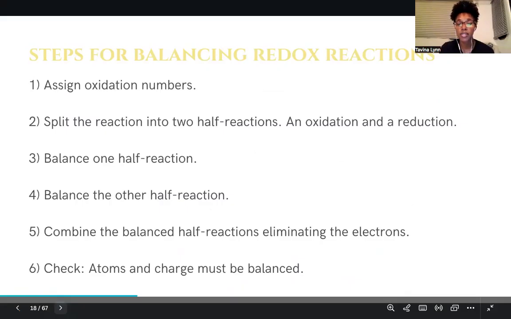So here are general steps for balancing redox reactions. We assign oxidation numbers. This is important because assigning oxidation numbers will help us identify what is being oxidized and what's being reduced. From there, we can write the two half reactions, an oxidation half reaction and a reduction half reaction. Then we balance both half reactions, and combine them, eliminating the electrons to generate the overall balanced redox reaction.